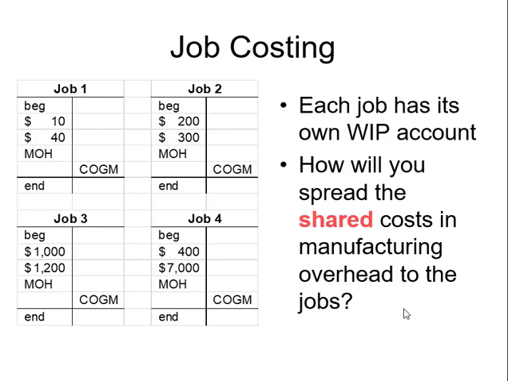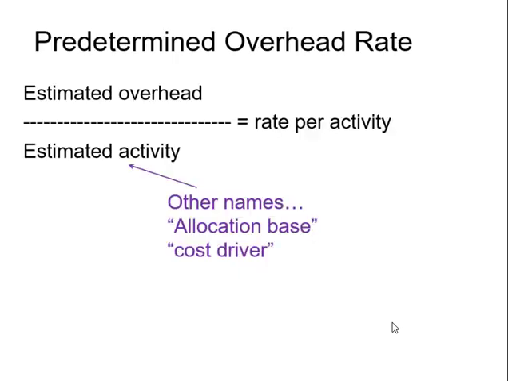What is the activity base or allocation base or cost driver? Those are 3 different words for the same thing that they're going to use to spread overhead to the jobs. To spread overhead to the jobs, you need something called the predetermined overhead rate. That's the decision at the beginning of the year, how we're going to spread these shared costs to the jobs. So you take the estimated overhead and the estimated activity you expect, sometimes called the allocation base or the cost driver, and you get a rate per activity.